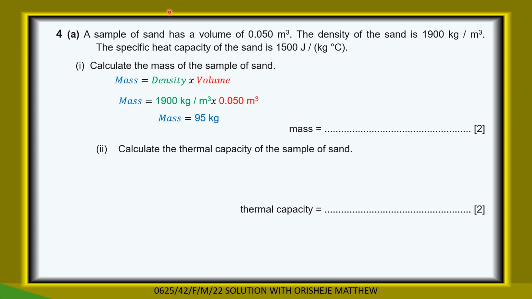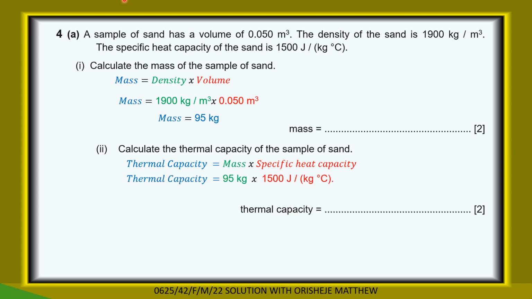Calculate the thermal capacity of the sample of sand. So you remember that the thermal capacity is equal to the mass multiplied by the specific heat capacity of sand. So we have mass 95 multiplied by 1500 joule per kilogram per degree Celsius. So that will now give me 142,500 joule per degree Celsius.